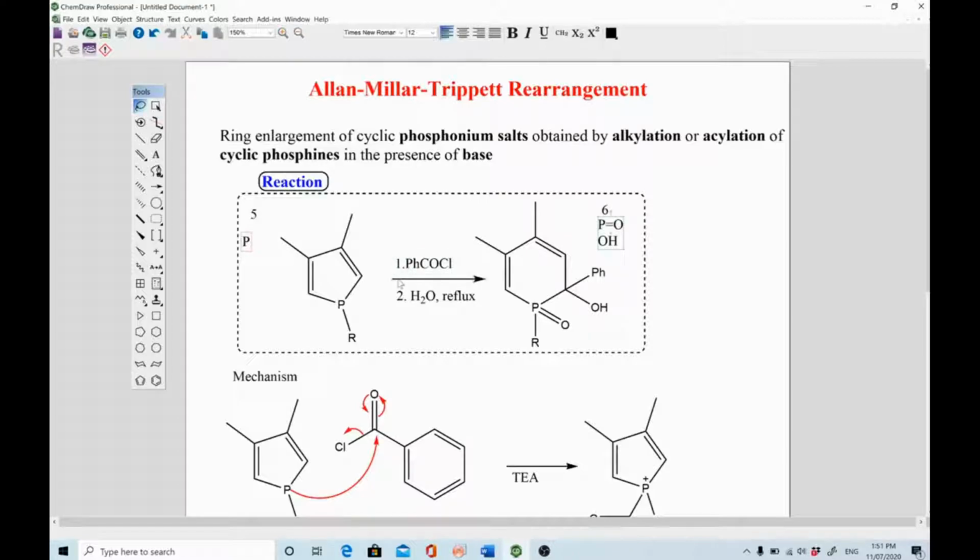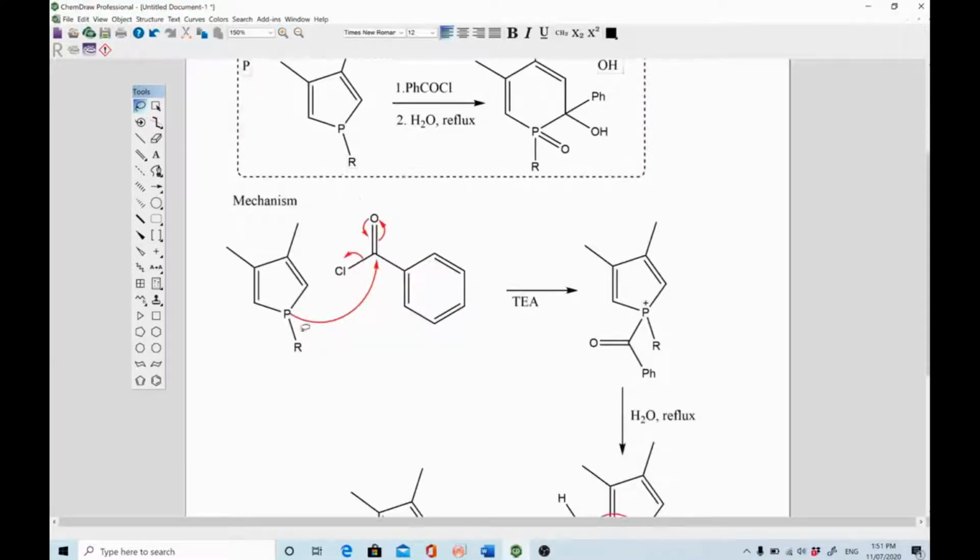Alright, this looks tricky, isn't it? Because how is this 5-member ring going to transform itself into a 6-member ring under such simple conditions? That was proposed for the first time as the Allen-Miller-Trippett rearrangement. These 3 people proposed this rearrangement. Let's have a look at the mechanism.